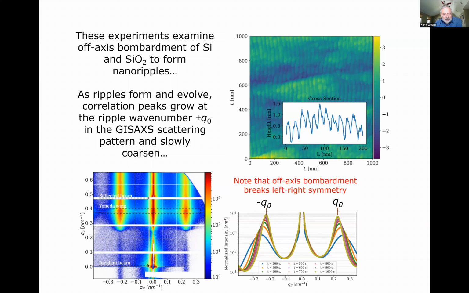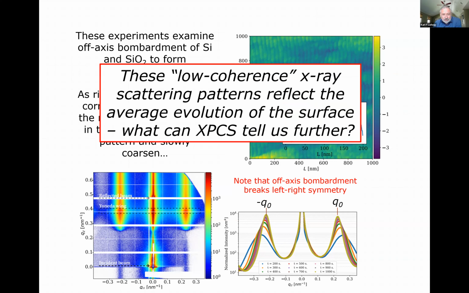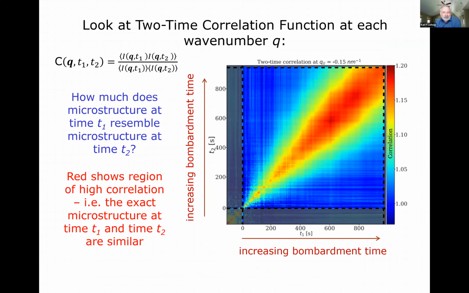So what we do then is we watch as we develop these ripples, we measure their evolution, and then try to compare it with what different competing theories might predict. So this is low coherence. What can we learn from the XPCS?